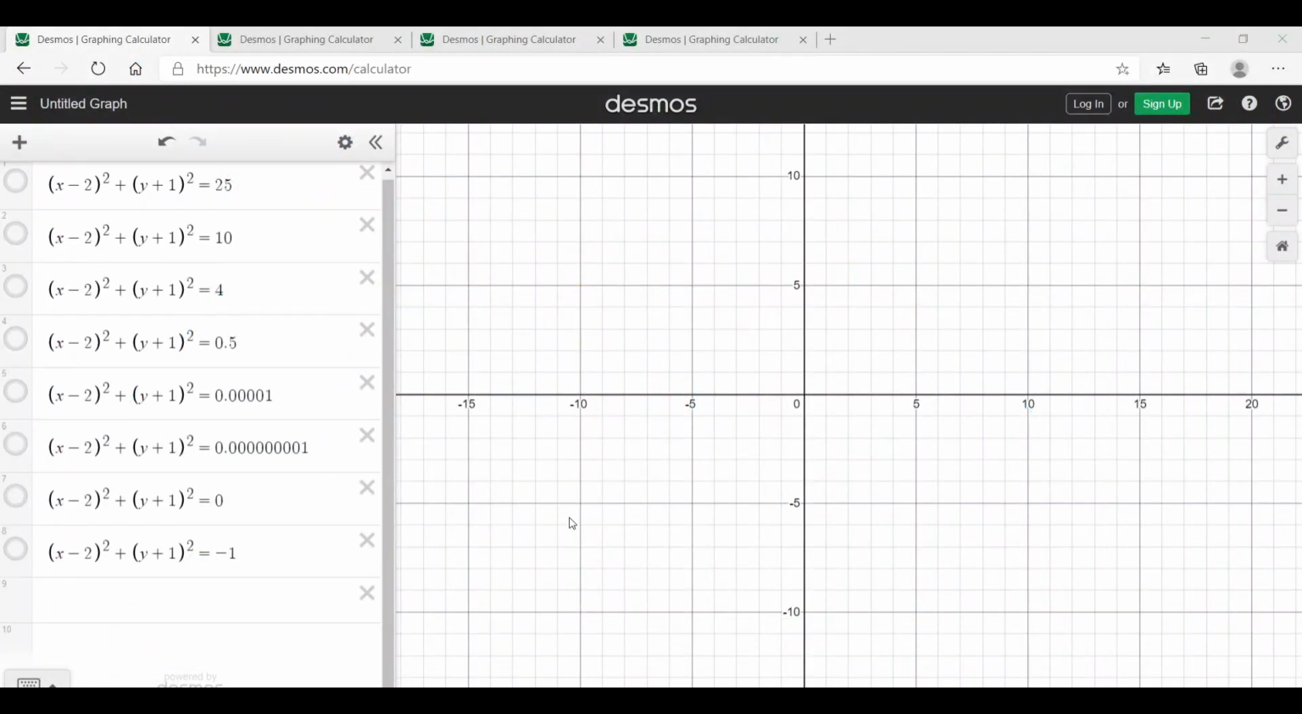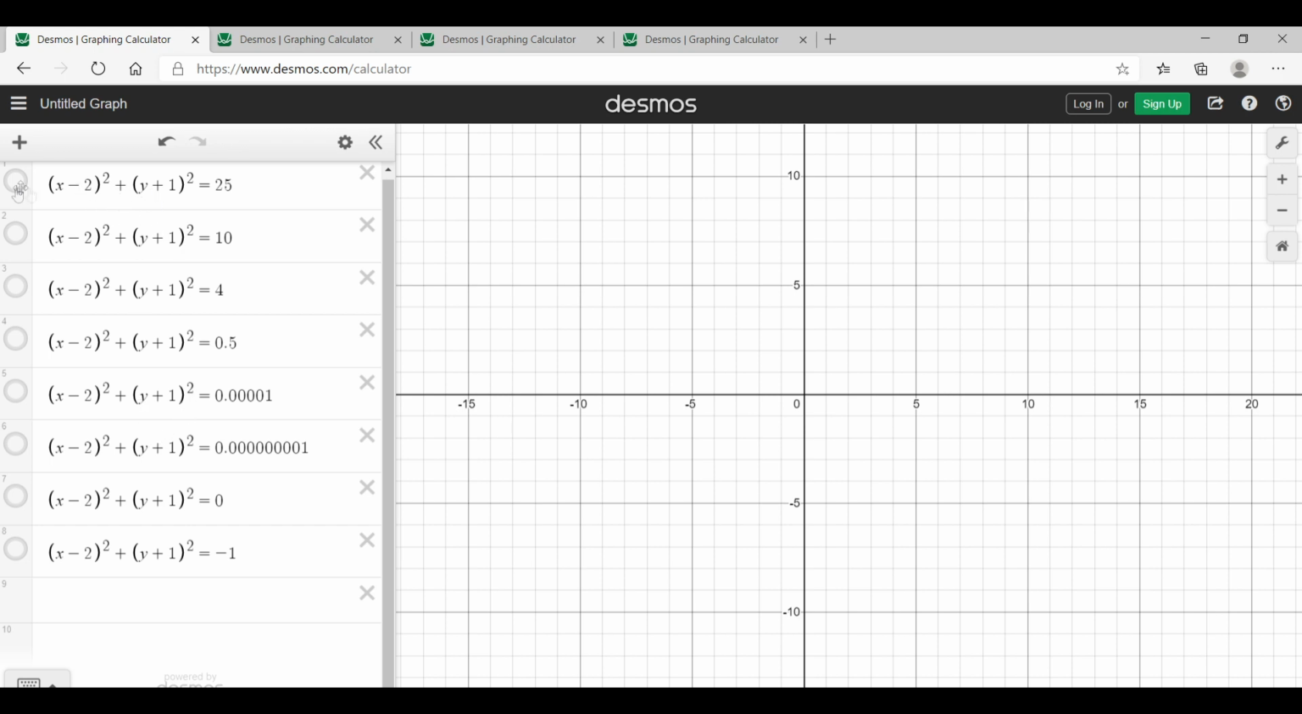So this is Desmos.com. You may use this website for graphing purposes. As you can see, I already encoded the equations here on the left. I will only show you what happens to a circle when we decrease its radius. In this case, I already set the center of the circles to (2, -1). So all these equations of circles have the same center.